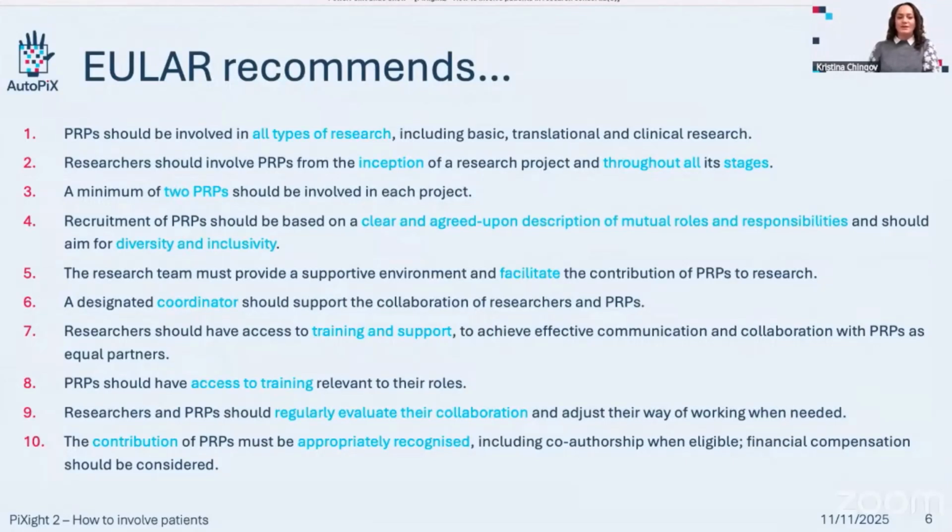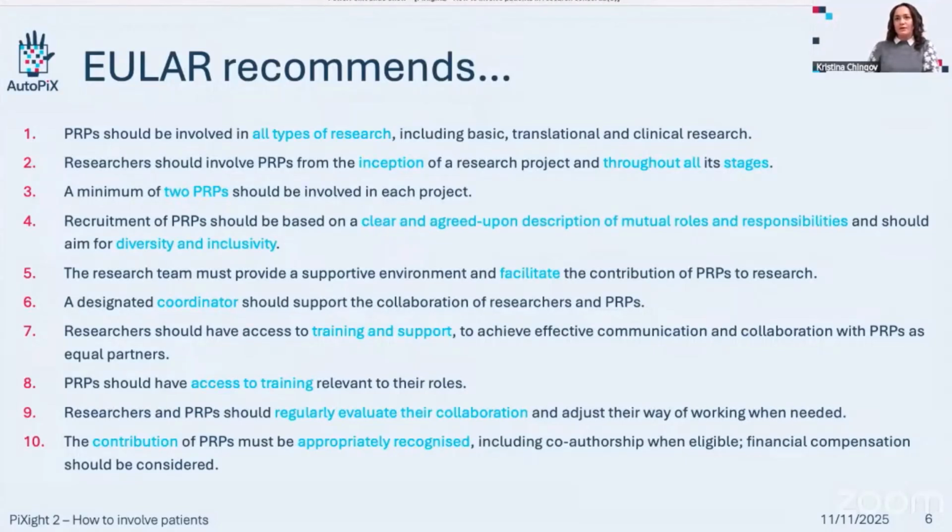And when we say that, we mean clinical research, but of course, basic and translational scientific projects as well. Researchers should involve patients really from the start of the process. And by this, we mean that the project proposal phase or the application phase should be considered as well. And patients should contribute throughout the full project lifecycle. EULAR recommends involving a minimum of 2 PRPs in each project.